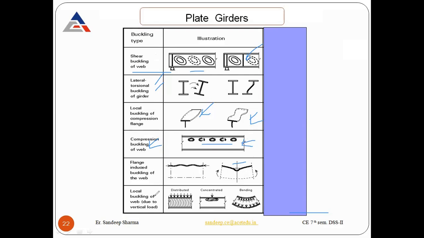Then we have the local buckling of the web due to the uniformly distributed load, due to the concentrated load, as well as the bending. So this kind of buckling you will observe under the different types of loading conditions.